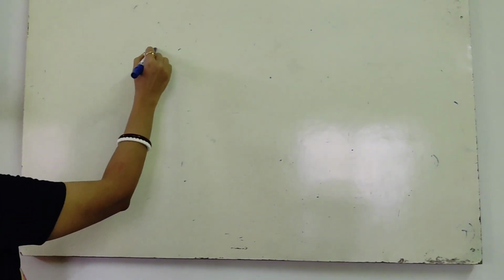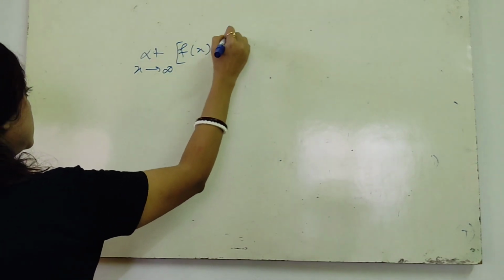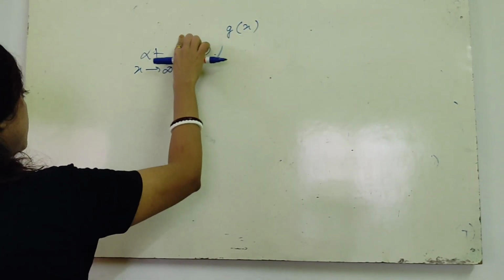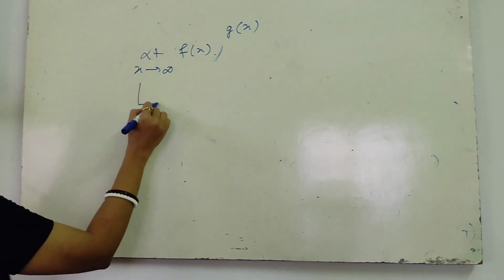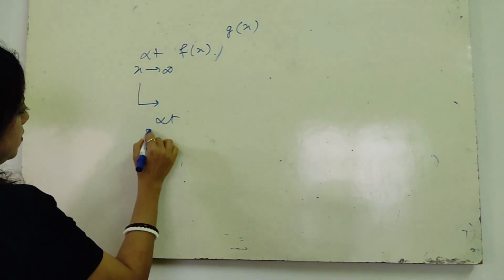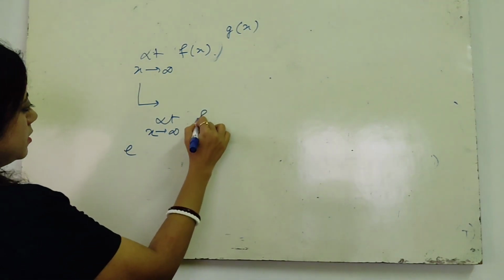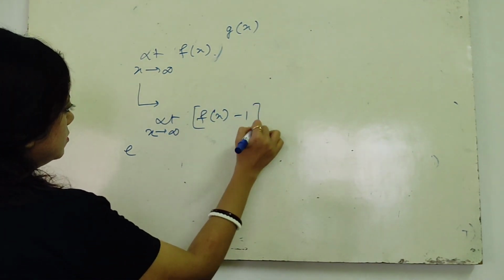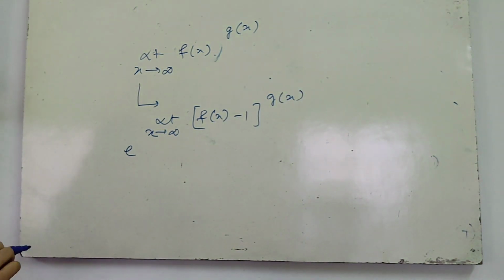Now we are going to do a different kind of problem from limits, like the limit as x tends to infinity of f(x) to the power g(x). In JEE, you have to apply a formula. We will apply this formula: e to the power of the limit as x tends to infinity of (f(x) minus 1) times g(x).